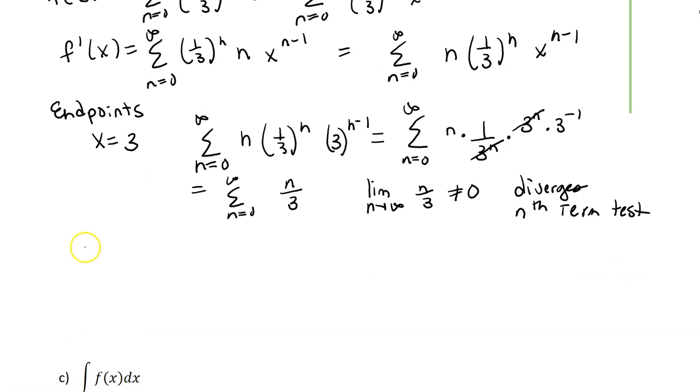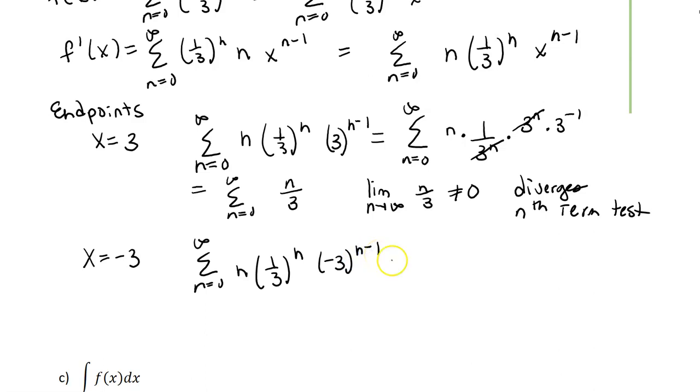All right, with the next one, x equals negative 3, we would have the sum from 0 to infinity of n times 1/3 to the nth power times negative 3 to the n minus 1. And we're going to do something very similar. The only thing that changes here is we'll have an extra negative 1 to the nth power.